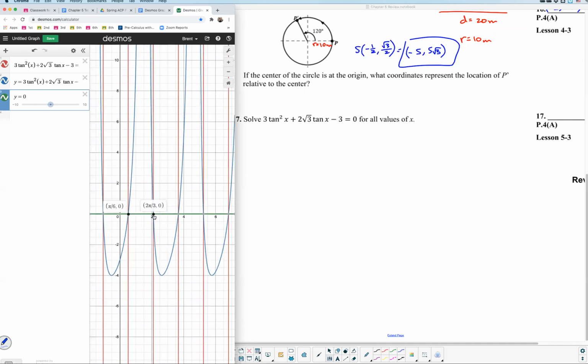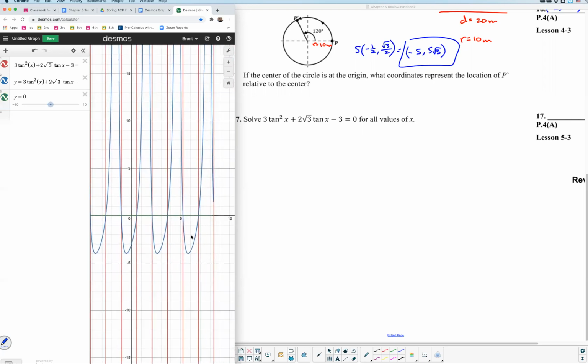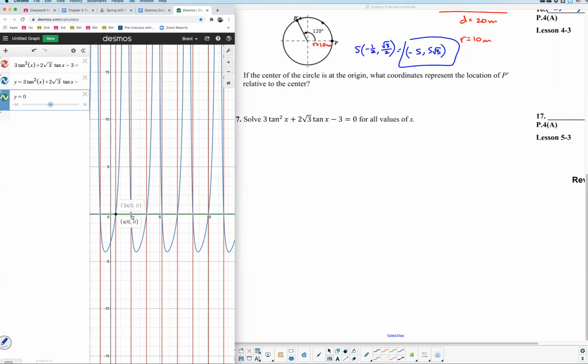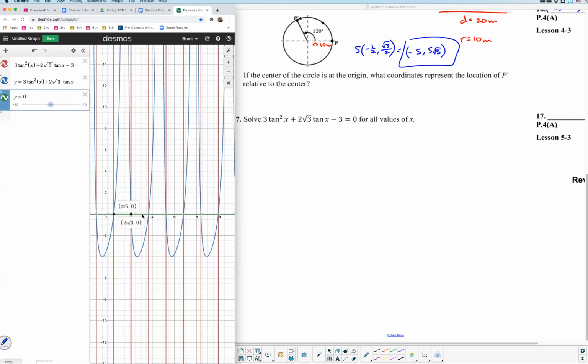So pi over 6, 2 pi over 3. Another pi over 6, pi over 3. Whoops, let me zoom out. Okay, pi over 6, 2 pi over 3, 7 pi over 6, 5 pi over 3, pi over 6. See how they're repeating? They're repeating over and over and over.